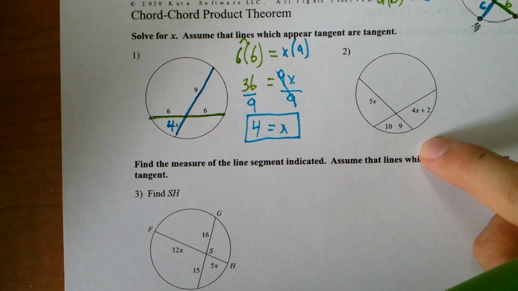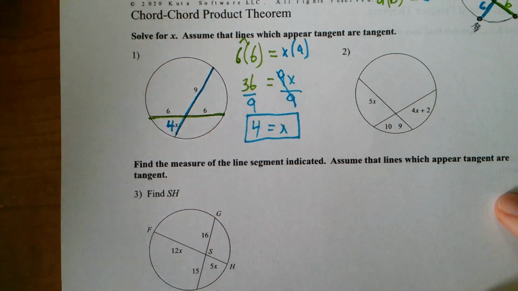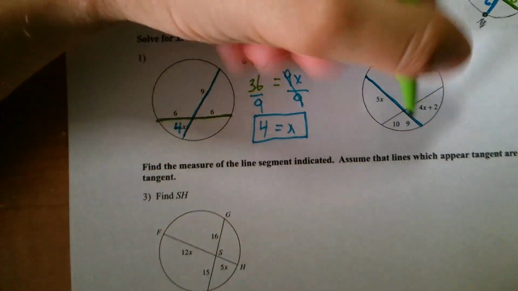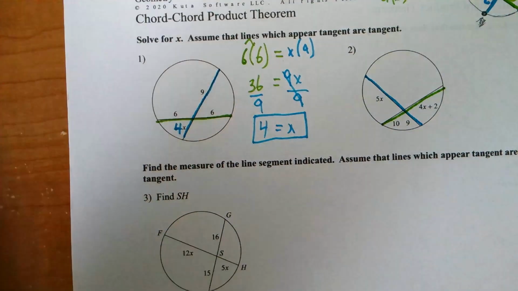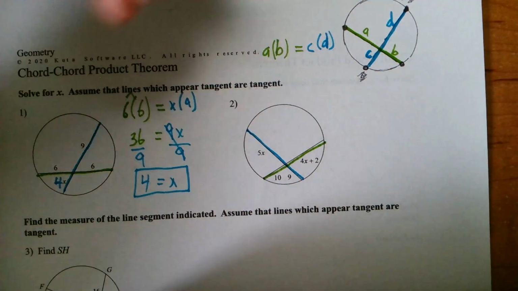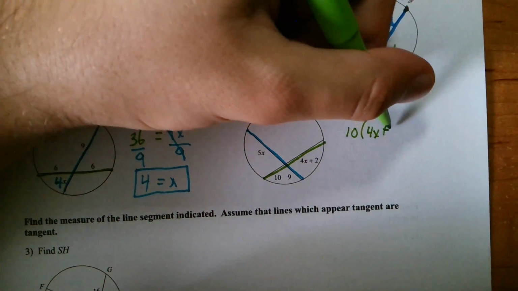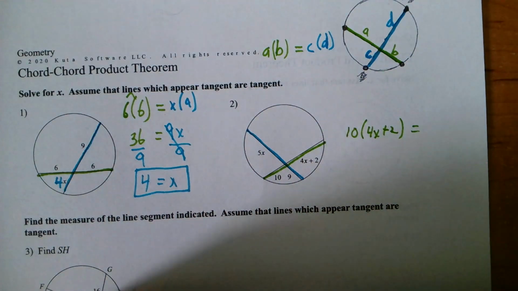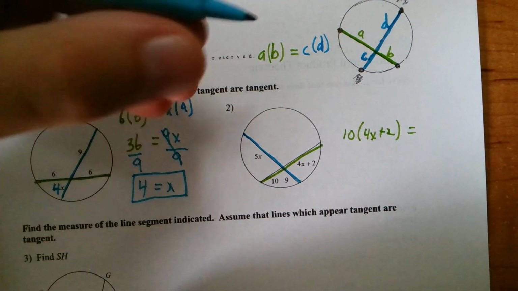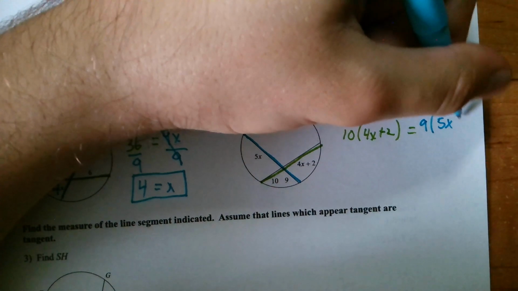In example number 2, let's write an equation and solve for x. Same way as before, let's mark the two different chords: one blue, one green. If I set it up the same way as before, A times B equals C times D. I'm going to take the green chord, that's going to be 10 times (4x + 2). I write it in parentheses like that because I want to make sure I multiply everything. Then the blue chord, so C times D. In this case, that's going to be 9 times 5x.